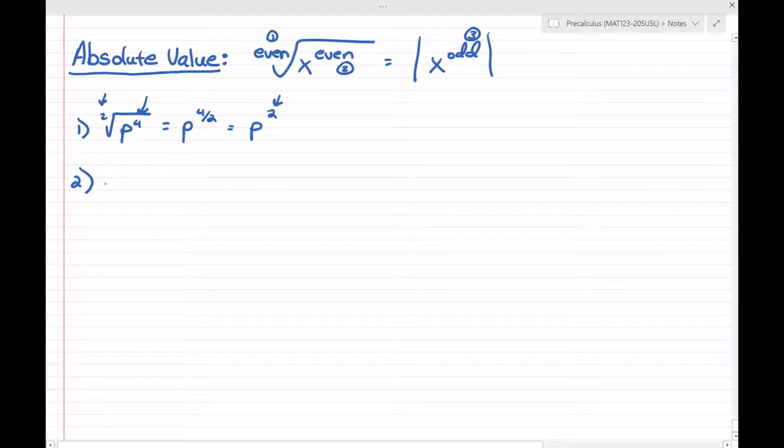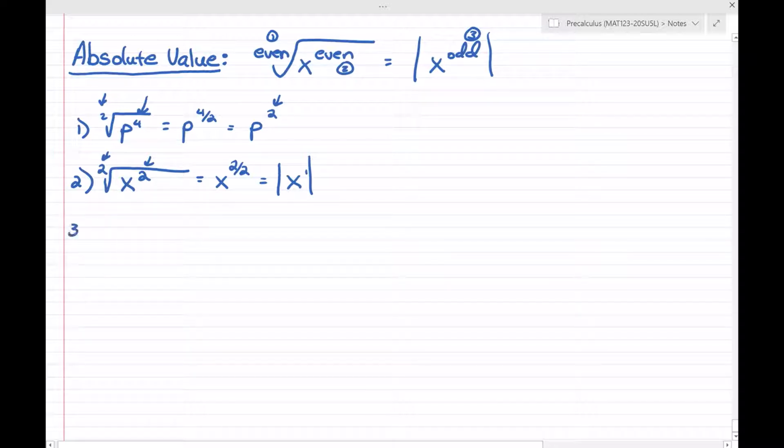Say we had the square root of, let's say, x to the second. All right, we'll just make it easy. Well, it's really the second root of x to the second. So according to our properties, we could write this as x to the 2 over 2, or x to the first. This is even, and this is odd. So anytime you take the square root of anything squared, you have to have absolute value. If you don't include absolute value, you won't get one of the answers.